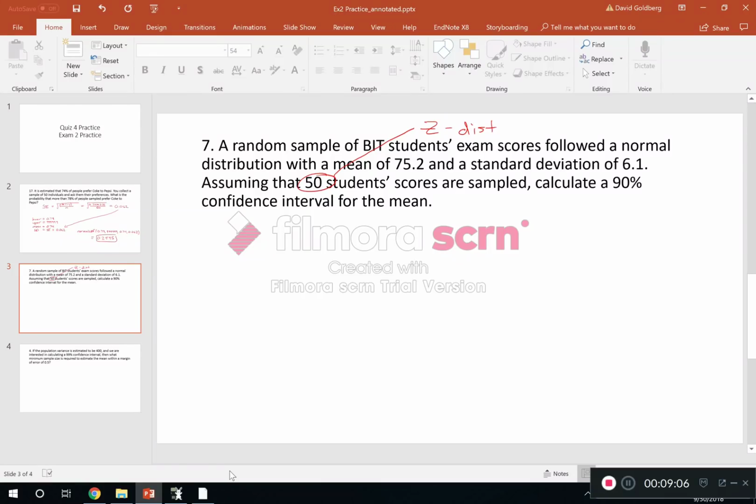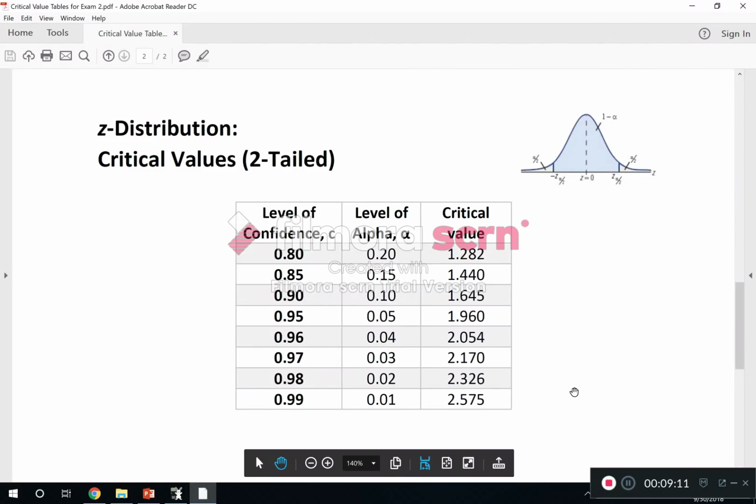So for this problem, we are interested in a 90% confidence interval for the mean. So what we do is we go on our z distribution critical values table and look for that 90%, or 0.9, confidence value. And from the table, our 90% will correspond to a critical value of 1.645. So once we've identified it's a z distribution, we basically just have to read it off of the table, and we get that 1.645 for our critical value. So it is just that simple, reading it off of a table.